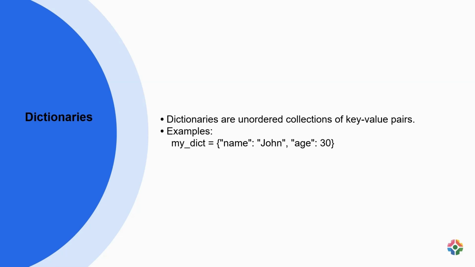For instance, a dictionary named myDict could contain keys like name with a corresponding value of John and age with a value of 30. This organization makes it efficient to retrieve specific information, akin to a real-world phone book where names correspond to phone numbers.